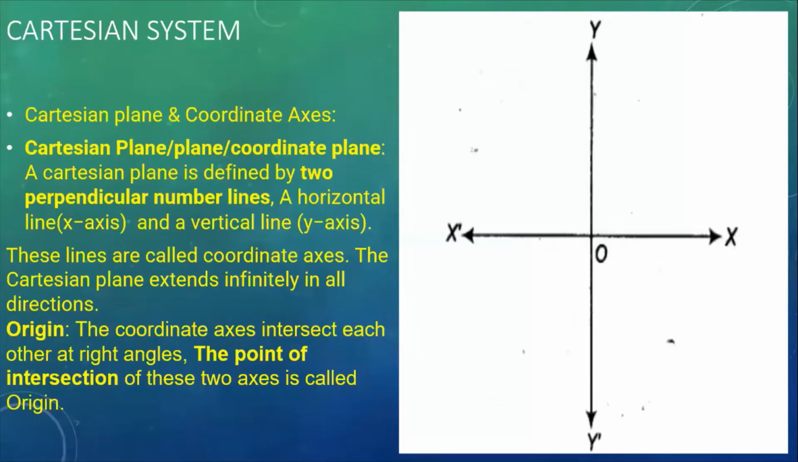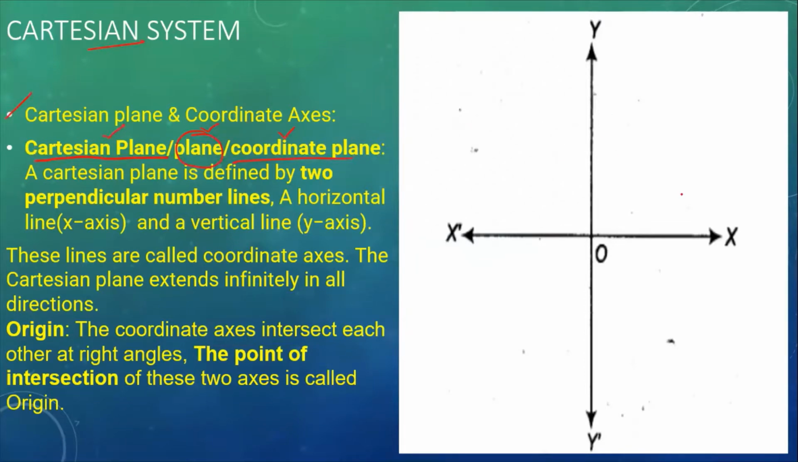So the first thing that we're going to be seeing is a Cartesian system, and under the Cartesian system we have the first point as the Cartesian plane. So what is this Cartesian system? Let's understand. This Cartesian plane, which is also called plane or even coordinate plane, has three names. One is Cartesian plane itself, the other is plane, and then we have coordinate plane.